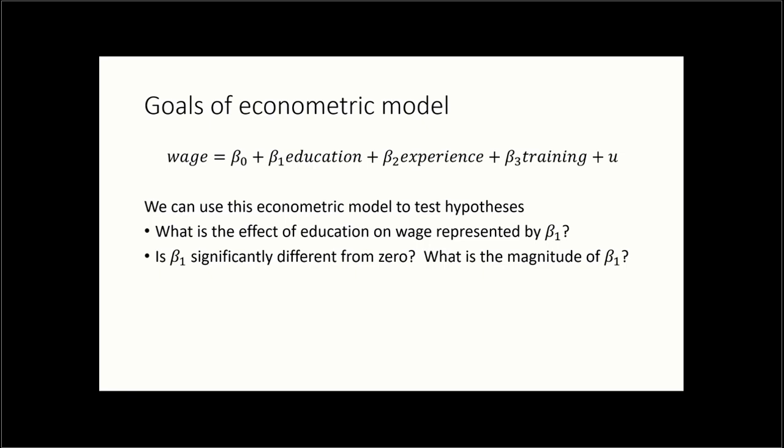Or is it basically the same as 0, not significantly different from 0, meaning no effect? Or do we have a significant effect? And then we can also look at the magnitude of this beta 1 that we are going to be estimating. And we will try to make an inference, is that an economically large effect, whereas this is a bit more of a subjective interpretation. Basically, how big is this effect of education on wage?